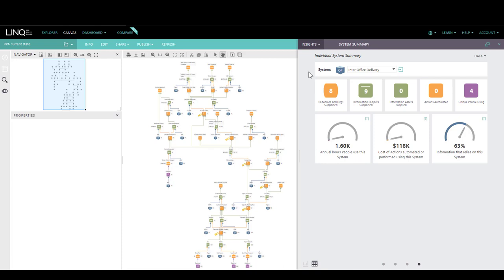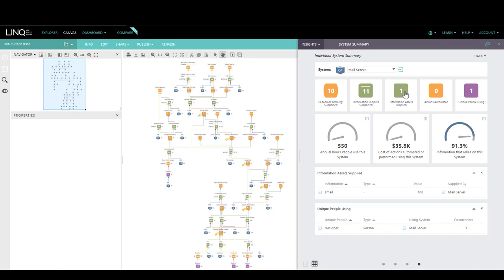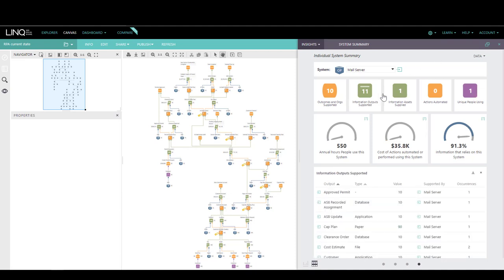So this insight becomes really valuable when we're looking at the impact of any of our systems we have in the organization, and we want to understand who uses them, who relies on them, which information assets are held within them, and which information outputs are supported by use of this system.